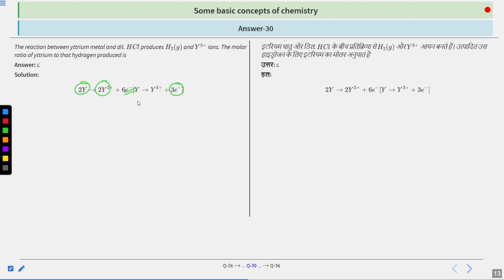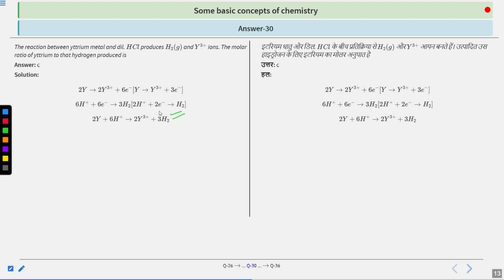Now this thing is getting oxidized, so HCl will get reduced. So we know that 2H+ will combine to form 1 mole of H2 by taking 2 moles of electron. According to this, we need 6 electrons. So we will multiply this whole thing by 3 so that the electron count becomes equal. Now adding both of these equations, we will get the final equation as this.